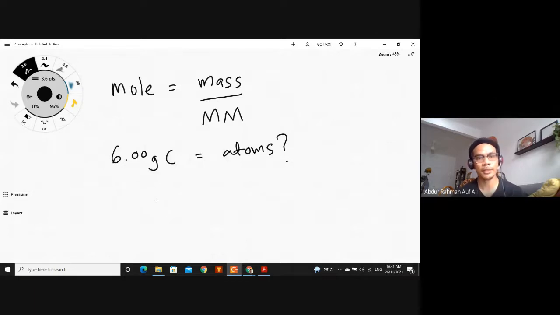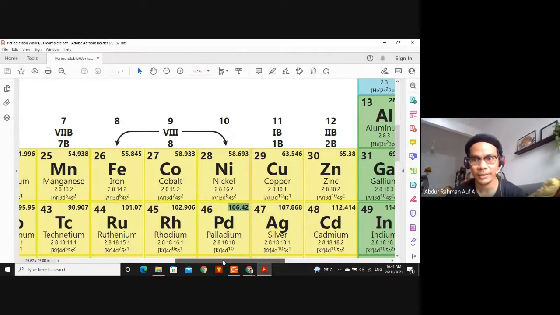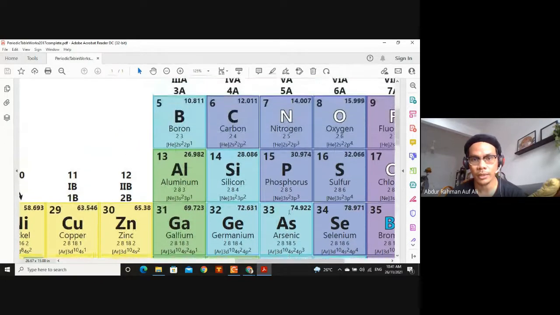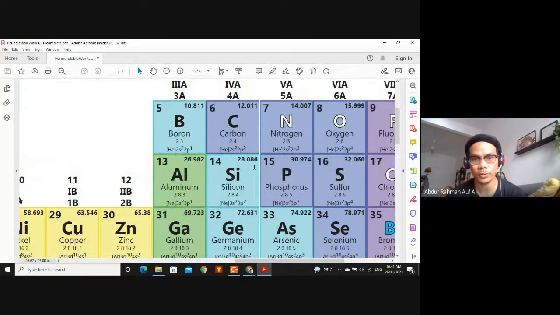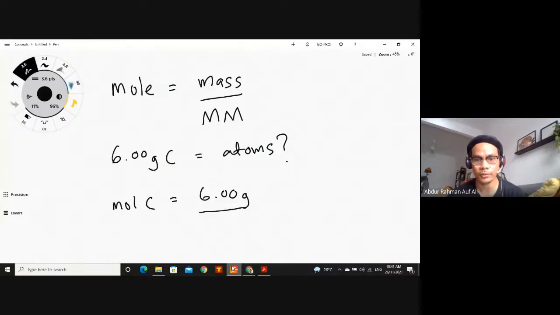I said earlier we have to find the number of moles first. So the number of moles of carbon equals 6.00 grams divided by its molar mass. So look back in the periodic table. You need to know that it is 12.011 grams per mole. I always tell my students to write the units when doing the calculation.